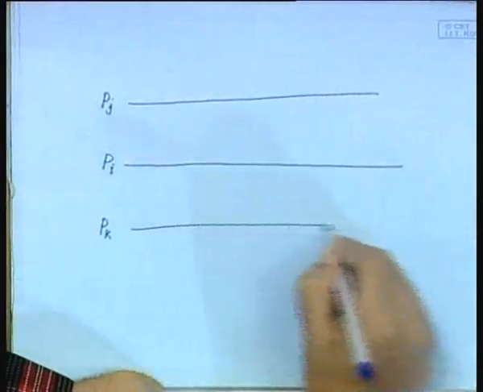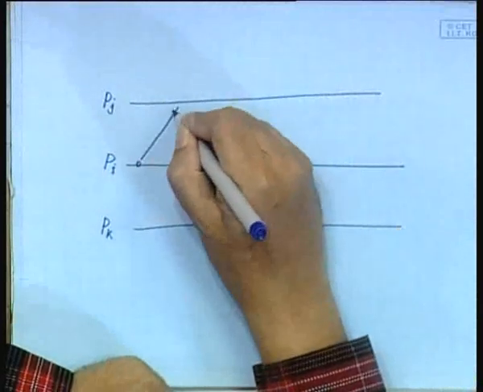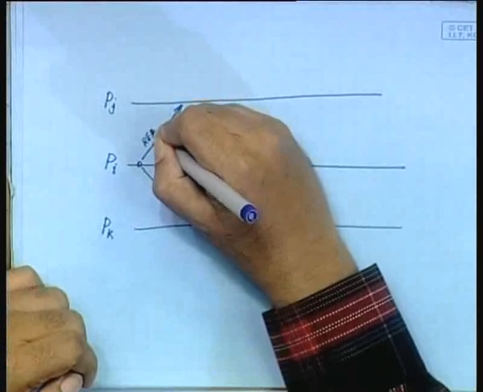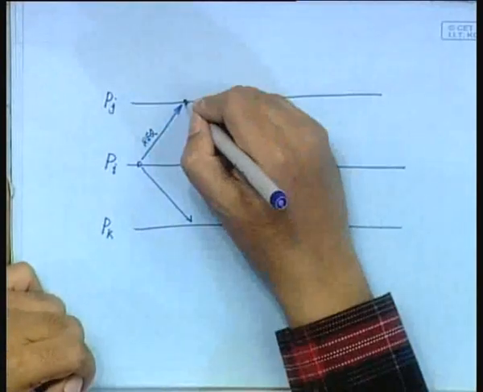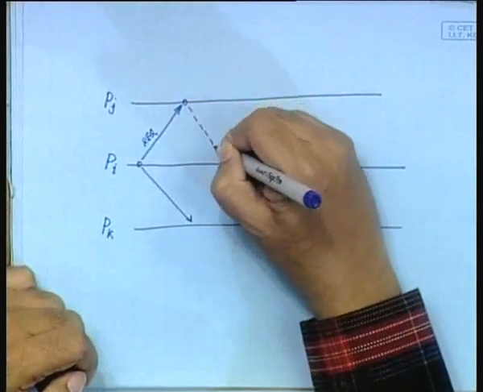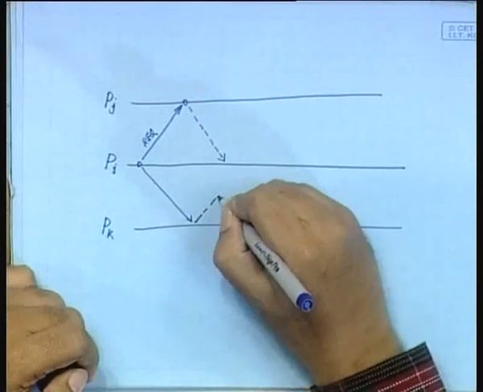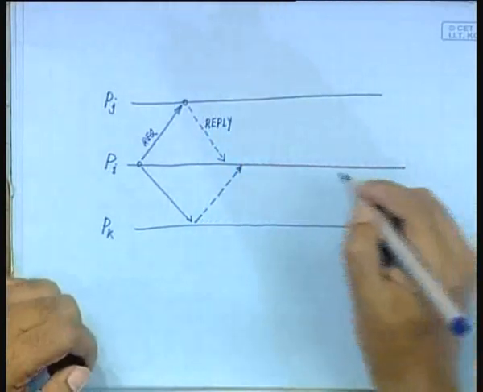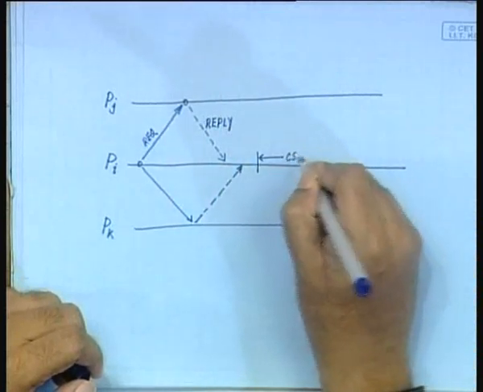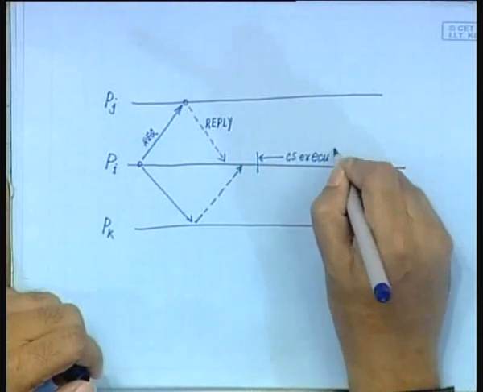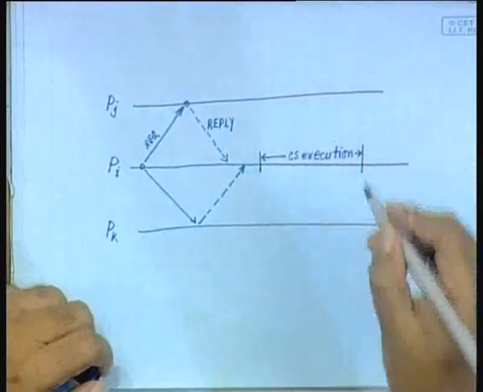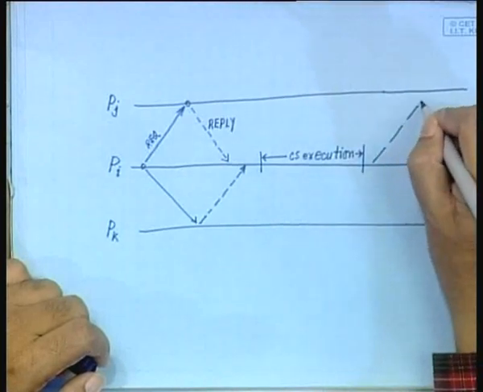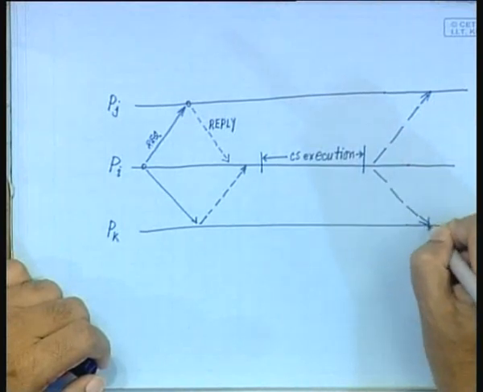Now, let us recall what the algorithm does. When a process Pi wants to enter the critical section, the process sends out request messages. When the other processes receive that, they send reply messages, then the critical section execution takes place, and after that is done, the process sends out release messages.